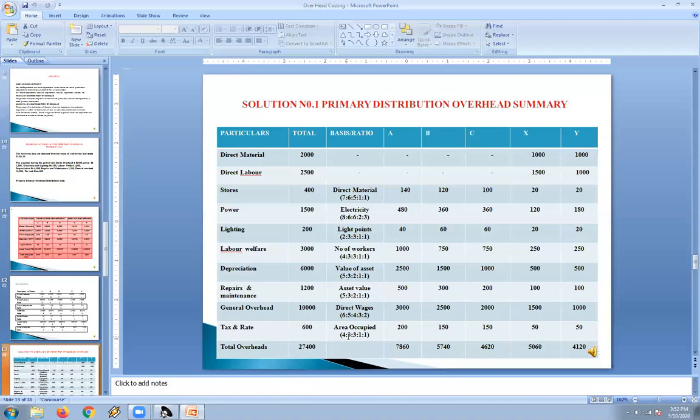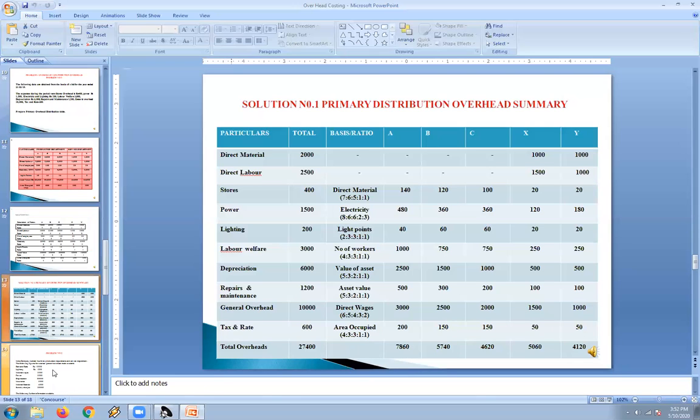The ratio is 4:3:1:1. So it is nothing but 4 by 12, 3 by 12, 3 by 12, 1 by 12, 1 by 12 into 600, and calculate it. At last, after allocating all the expenses, we have to total all the overheads in the total column and all the production and service departments. So this is how we have to calculate the primary distribution overhead.